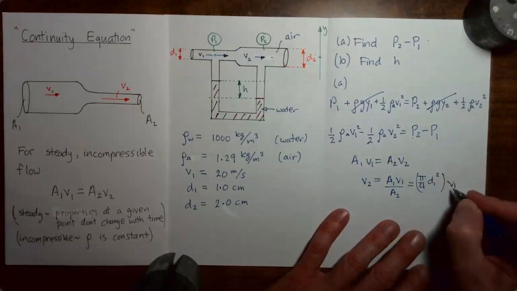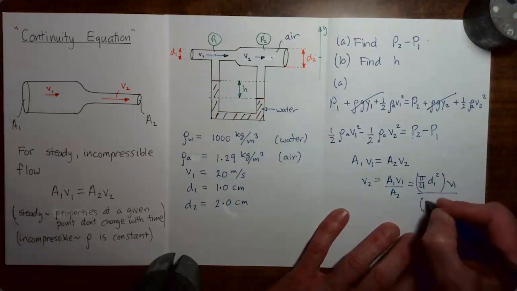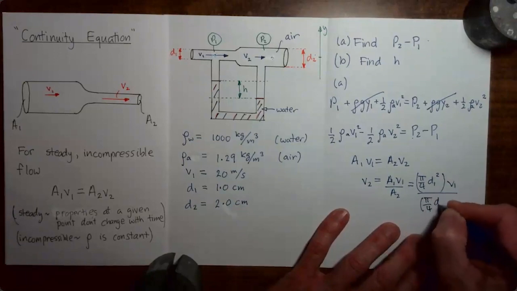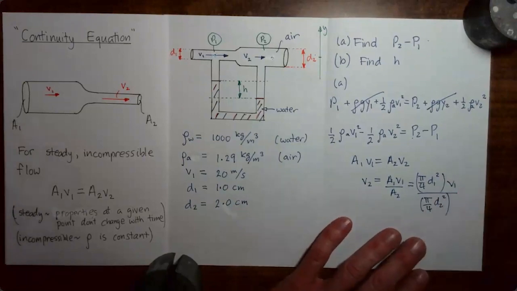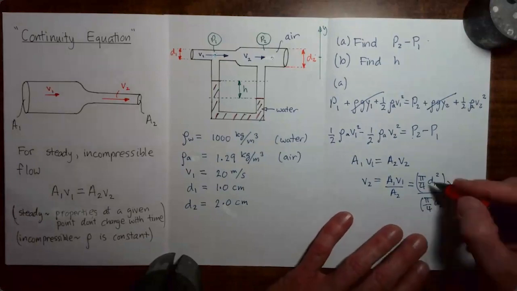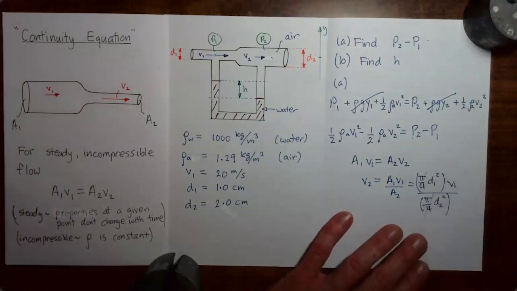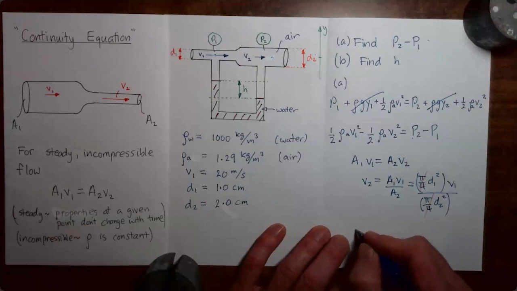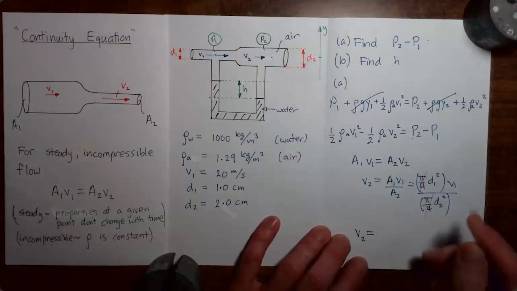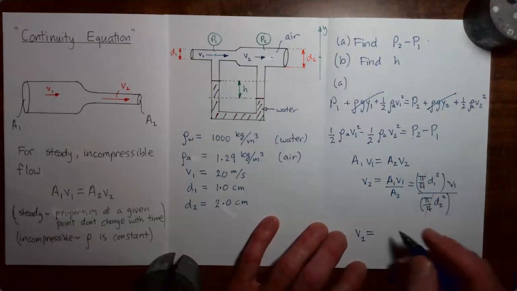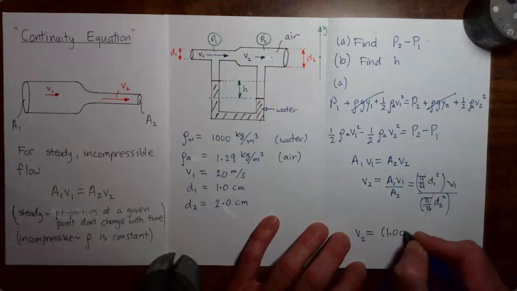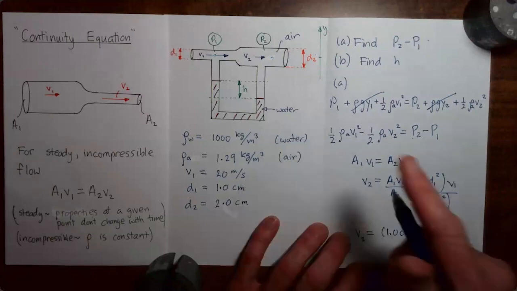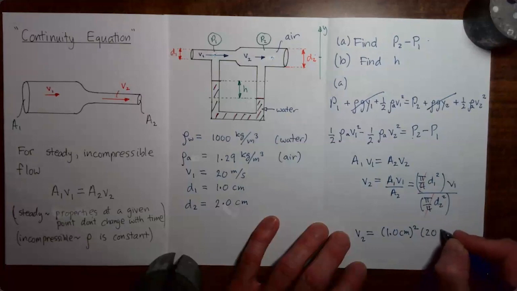Then we have flow speed 1. Area 2 would be pi over 4 diameter 2 squared. So cancel the pi over 4s against each other. And we have v2 is equal to, all right, let's plug in diameter 1, which would be 1 centimeter. That is squared. v1 is 20 meters per second.